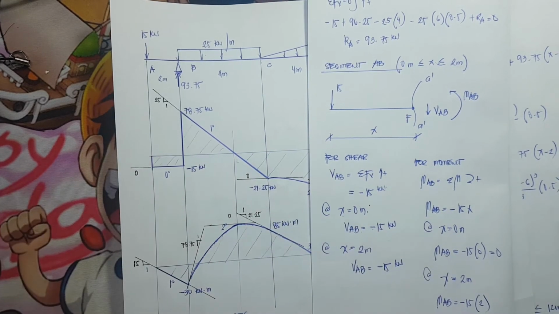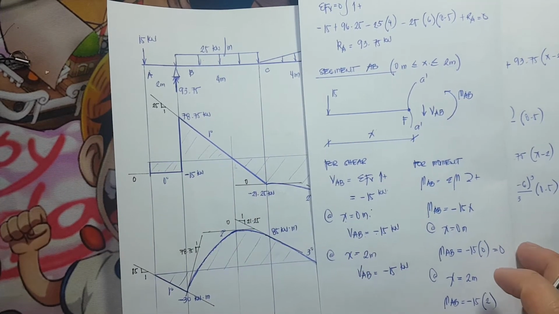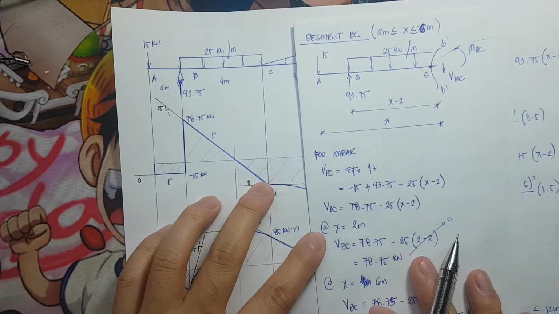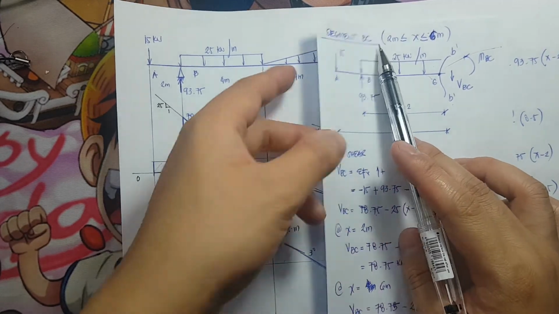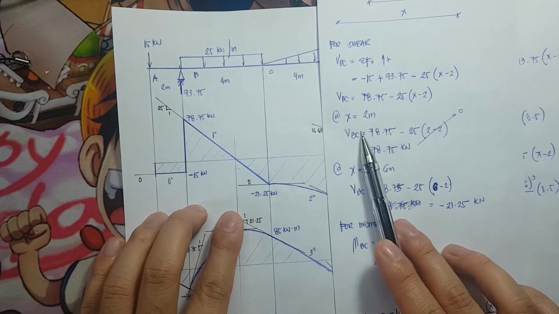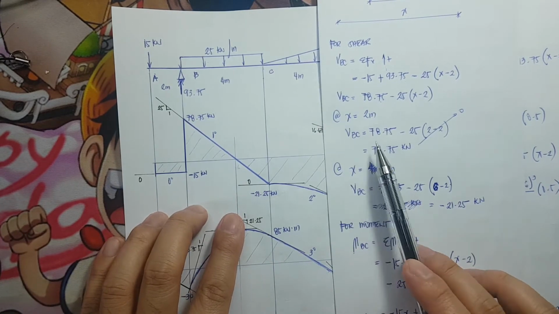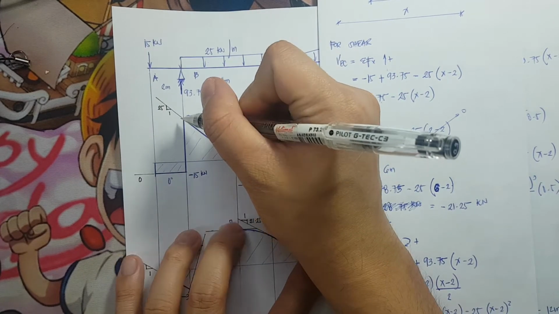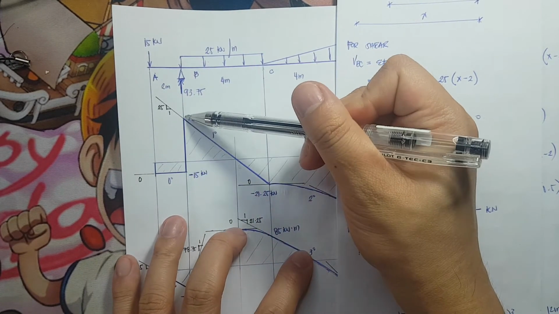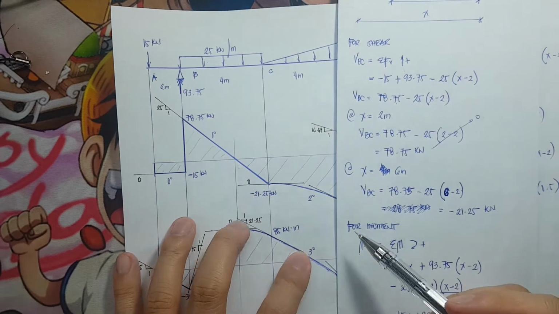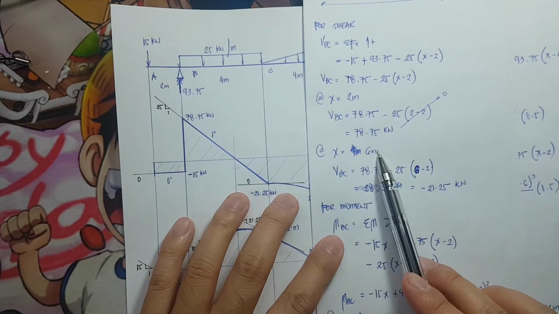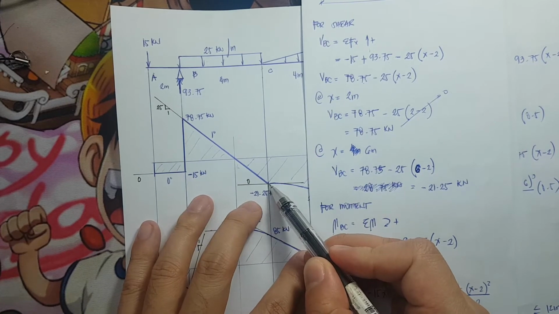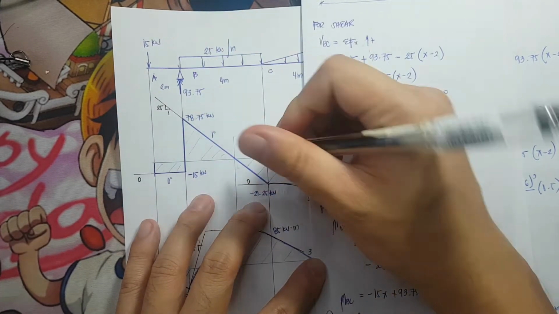Okay? Then, next, tapos na tayo sa segment AB. Next naman, punta tayo sa segment BC. At x equals 2 meters, what is shear BC? It is 78.75. Plot. Then, we have 15. Next. At 6 meters, shear BC is negative 21. You have your negative 21.25. Connect by a straight line.